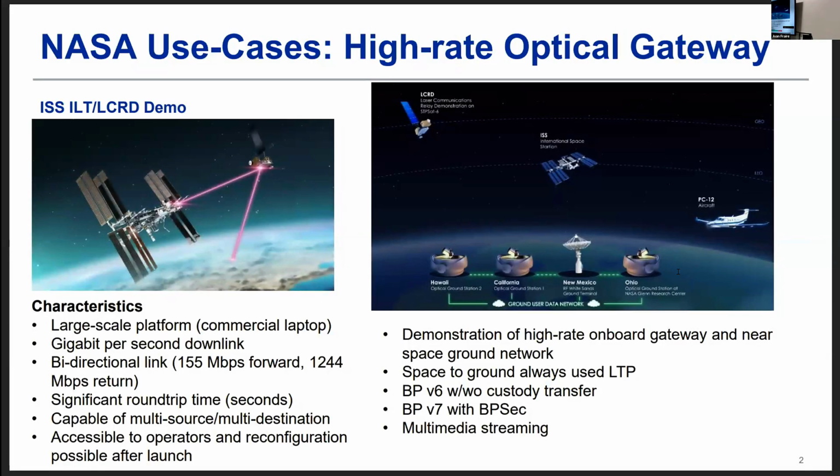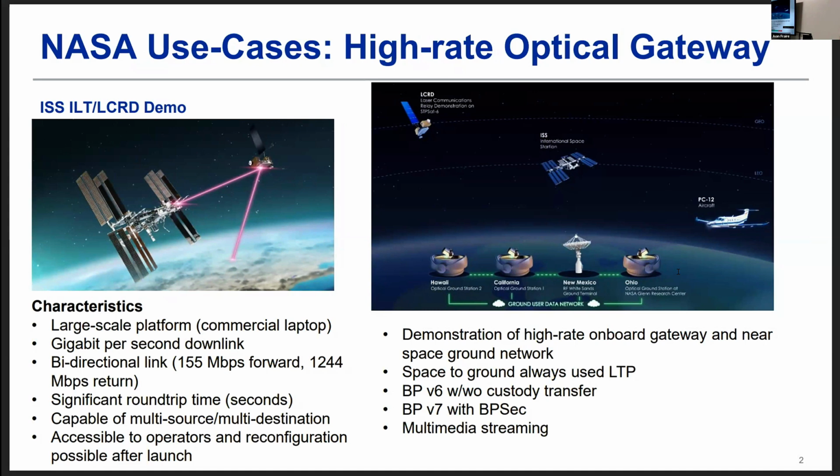So I'm starting off the talk with just an overview of two of the main use cases that we have for LTP. As we were talking a little bit yesterday, we've been focused on an ISS demonstration with Illuminate and LCRD that is featuring a high rate optical link. This is a large scale platform, and HDTN was deployed on a commercial laptop. And we were looking at gigabit per second rates with a bidirectional link.